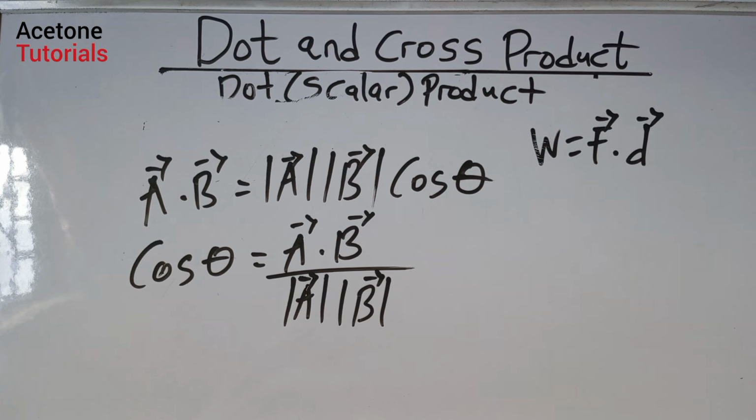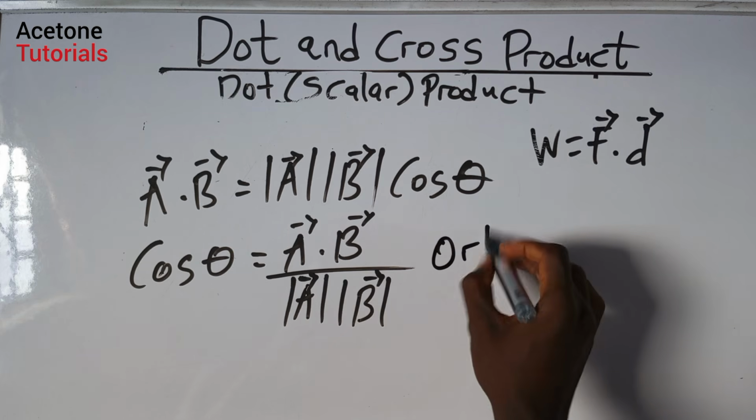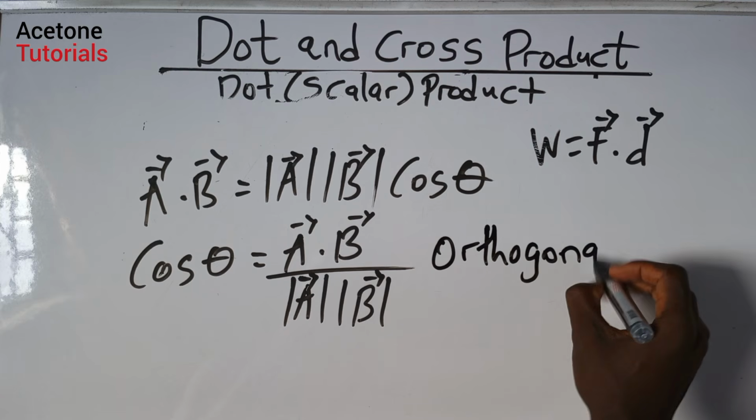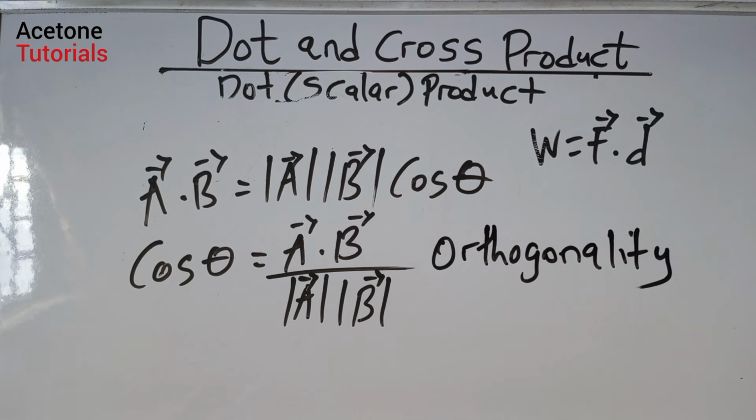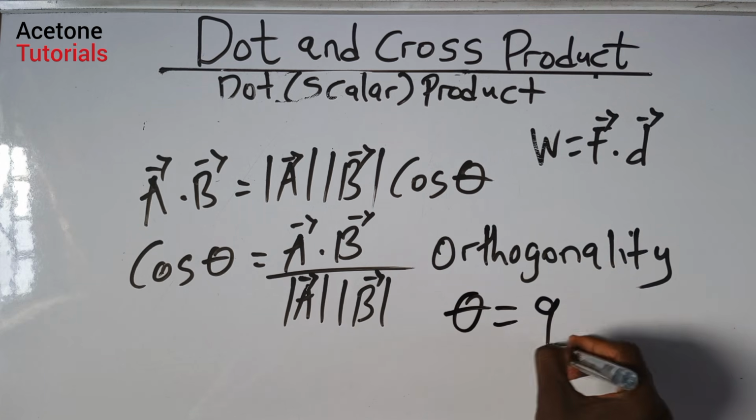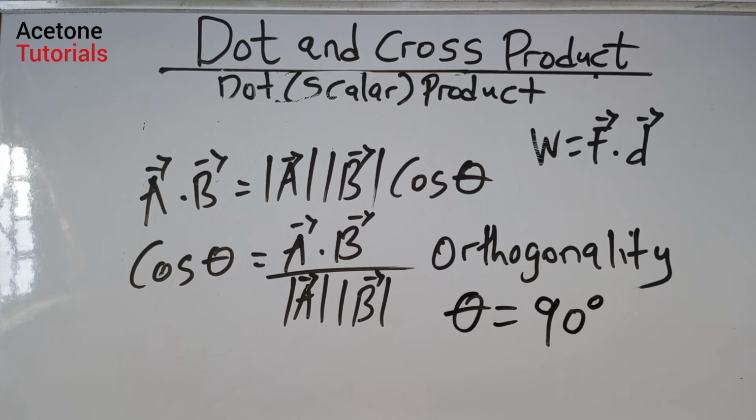Another application is to determine the orthogonality of two vectors. Two vectors are orthogonal to each other if their dot product is 0. So if the dot product is 0, it means the angle between the vectors is 90 degrees. So that's another application of the dot product: to determine the orthogonality of two vectors.